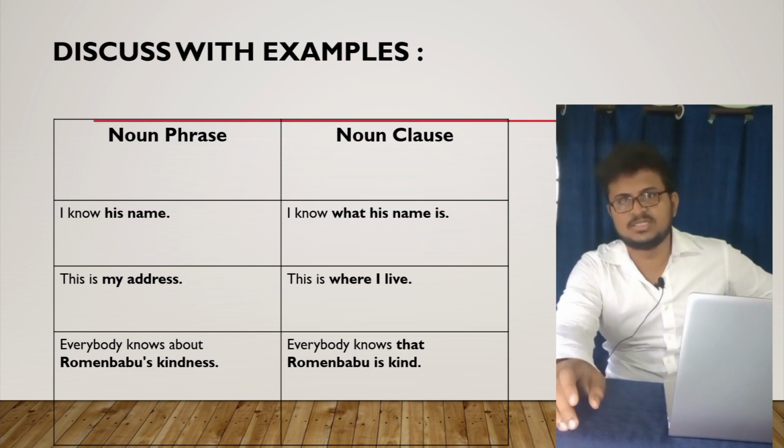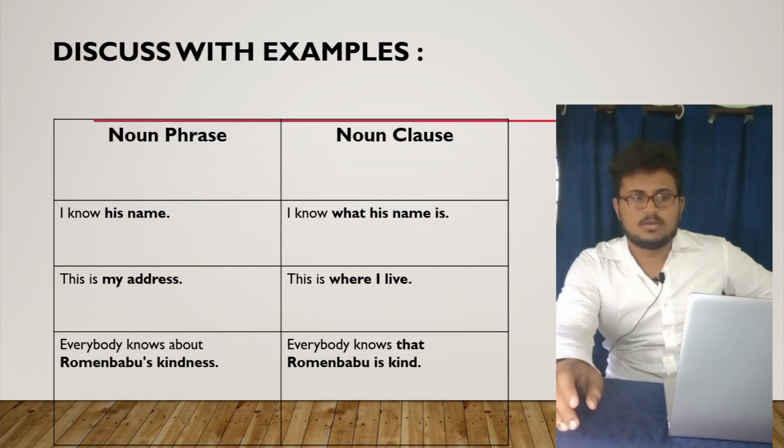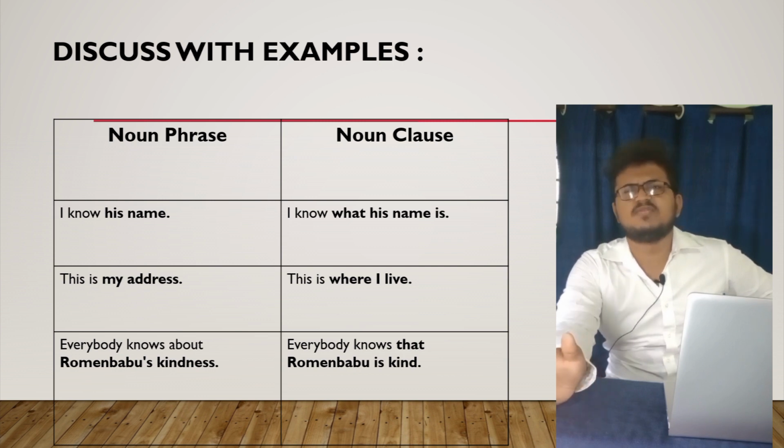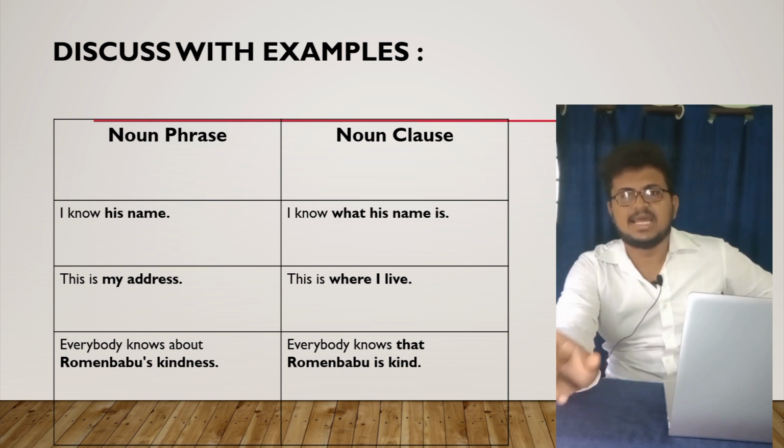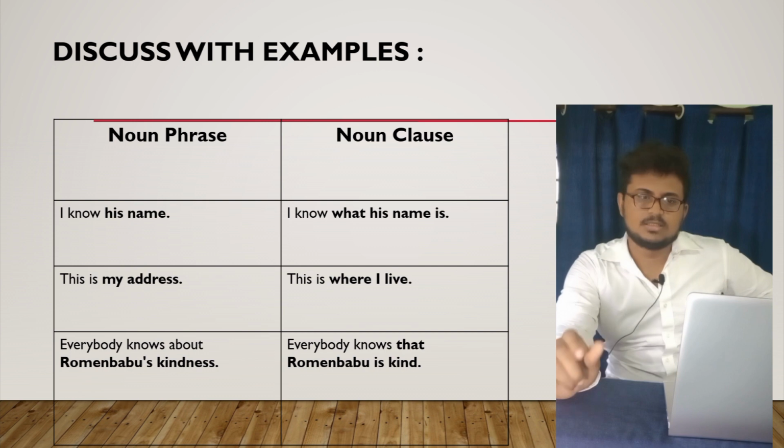I have already told you this is a noun phrase because it is working like a noun, right? Everybody knows what everybody knows. If you ask the subject with "what," the answer comes from that. That is noun. What knows? Sorry, everybody knows about Ramin Babu's kindness. So what does everybody know? Ramin Babu's kindness. The noun phrase is Ramin Babu's kindness, and the other part is what?